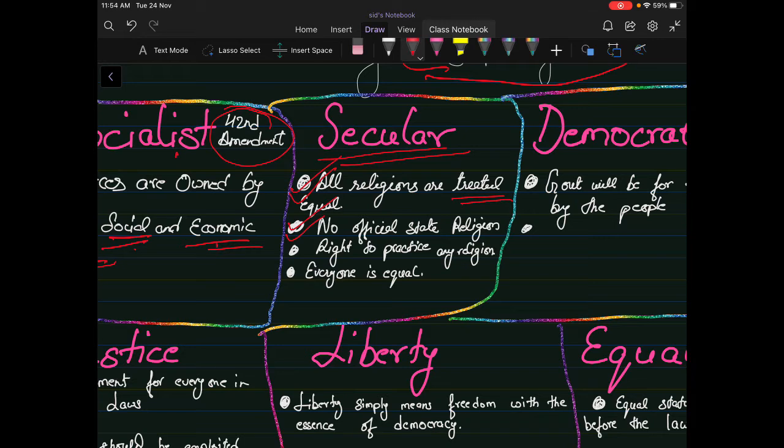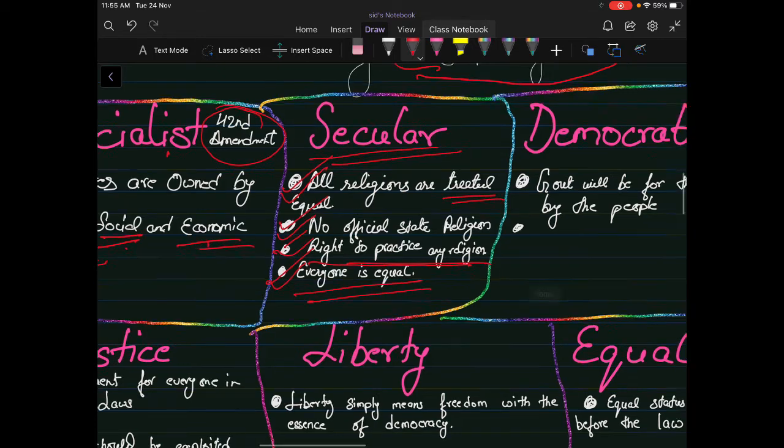And secular also means that irrespective of any religion, we have the right to practice that religion, okay, and no one can stop us. So right to practice any religion. And what it also explains is that every religion is equal, okay. Every religion and everyone present in that religion is equal, so everyone is considered equal. So that is the meaning of secular.